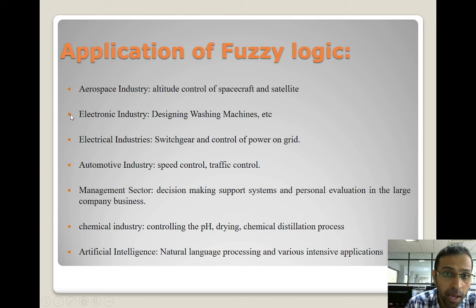Now, when we are talking about the application area of fuzzy logic, fuzzy logic is used in every industry, whether it is a technical or non-technical system, because it is a logical subject.